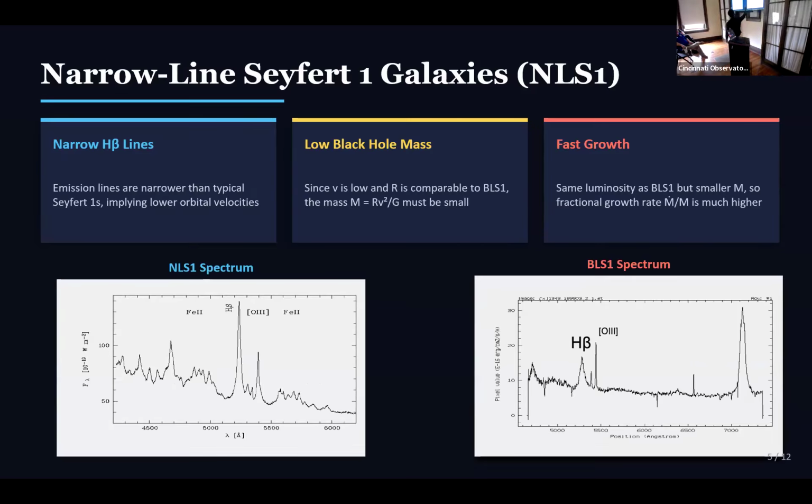Since it's narrow compared to, for example, a broad line Seyfert 1, which is a typical Seyfert 1, we can infer that they have low orbital velocity in the broad line region, and the radius is comparable to the typical broad line Seyfert 1. So we can deduce that the mass has to be small. And since the luminosity of the narrow line Seyfert 1 is the same as the broad line Seyfert 1, it means the accretion rate is the same. So the fractional mass growth rate is much, much bigger for the narrow line Seyfert 1 than the broad line Seyfert 1.